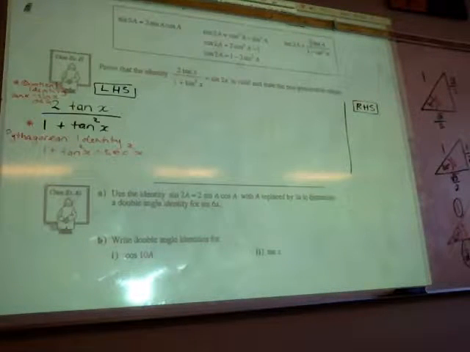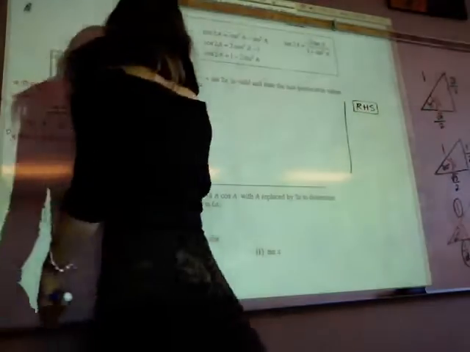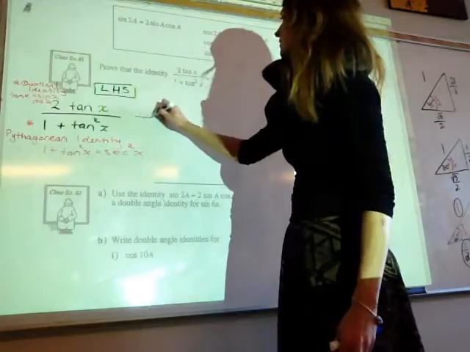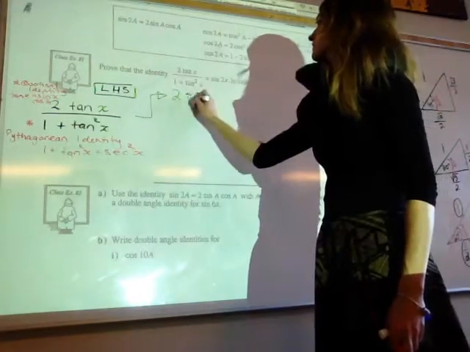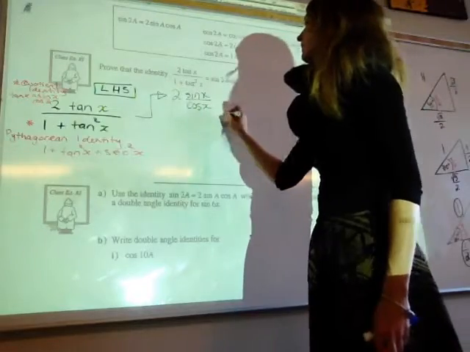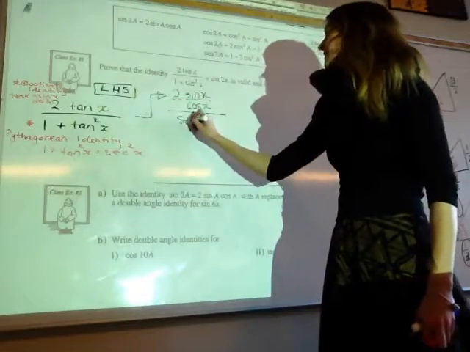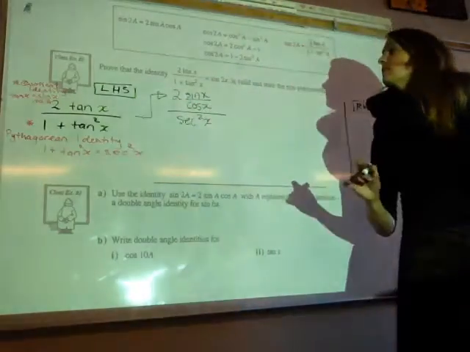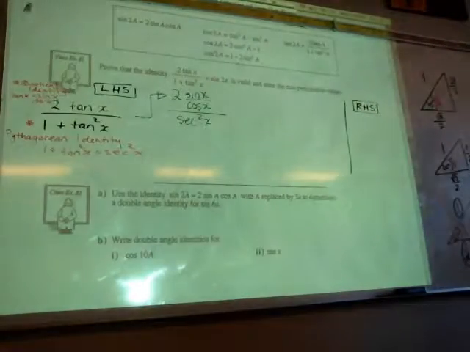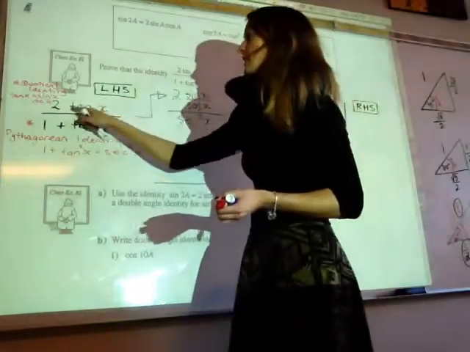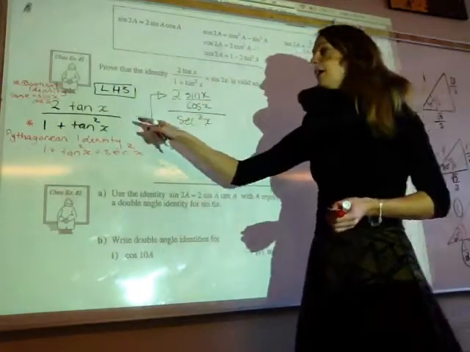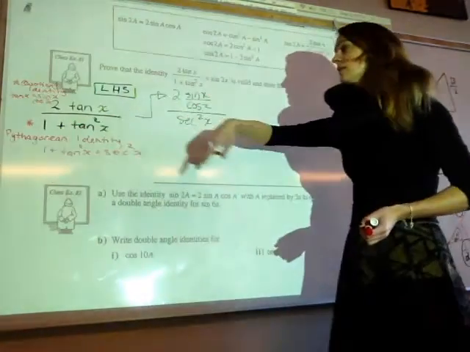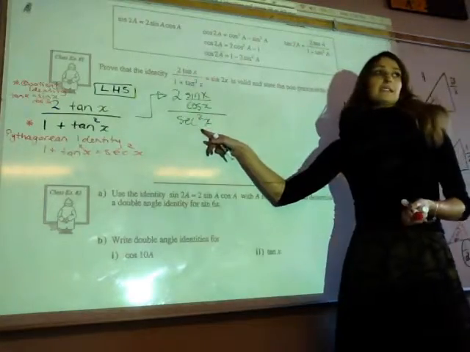So there's 2 identities that we can apply here. Maybe just write it up here. Okay, so we have 2 sine x over cosine x in the numerator. And in the denominator, we'll have secant x squared. So I've applied the quotient identity to tan to give me sine over cos. And 1 plus tan x squared using the Pythagorean identity gives me secant x squared.